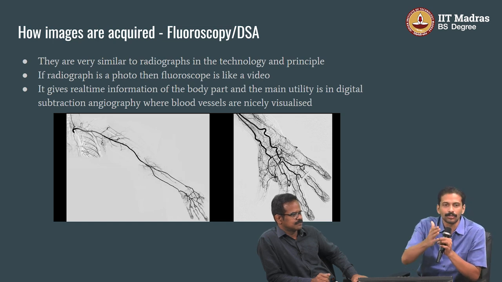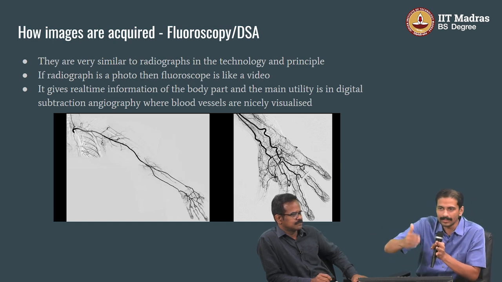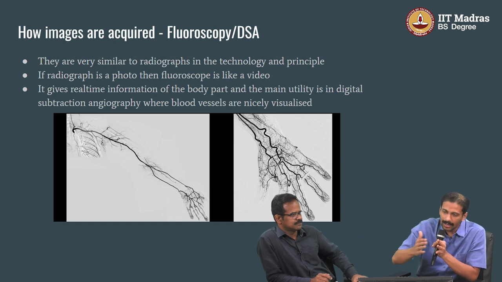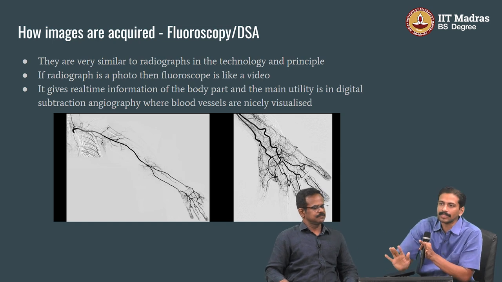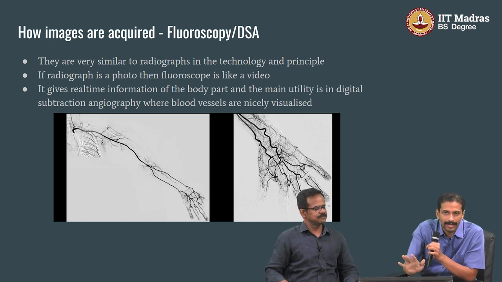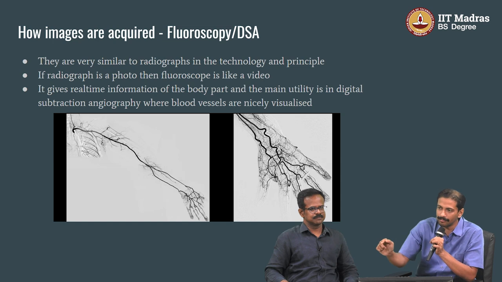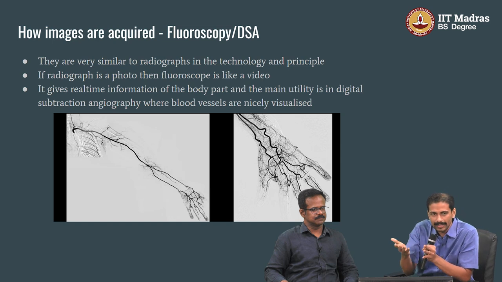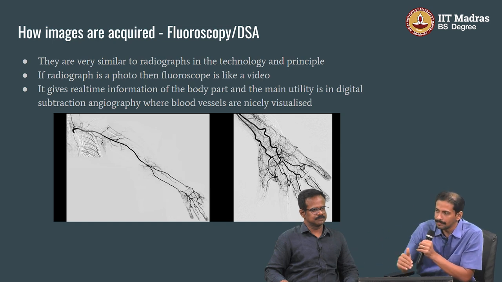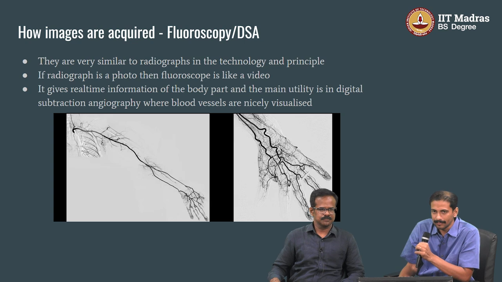You need to capture it over a period of time. Even if it is pulsatile, you need to capture it over a period of time. So that is fluoroscopy, and that is digital subtraction angiography. I'll not go into the details of digital subtraction angiography, because that's a bit sophisticated technology, but the principle is the same. If radiograph is a photograph, fluoroscopy or DSA is a video of X-ray.